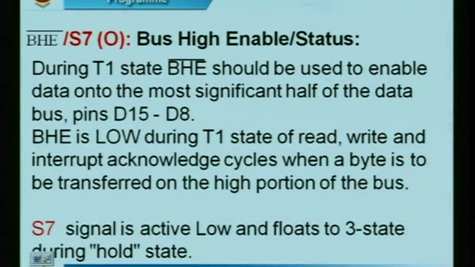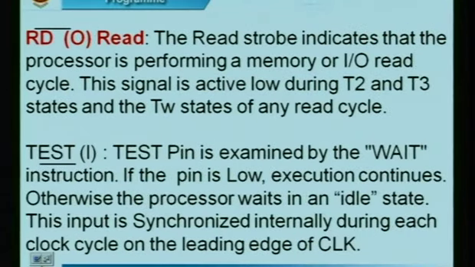Whenever you want to access 16 bits of data, the higher order 8 bits of data are accessed when BHE bar is equal to low. The S7 signal is active low and floats to tri-state during the hold state. So that means this is a pin which says that the microprocessor is in the hold state when this particular pin is low.